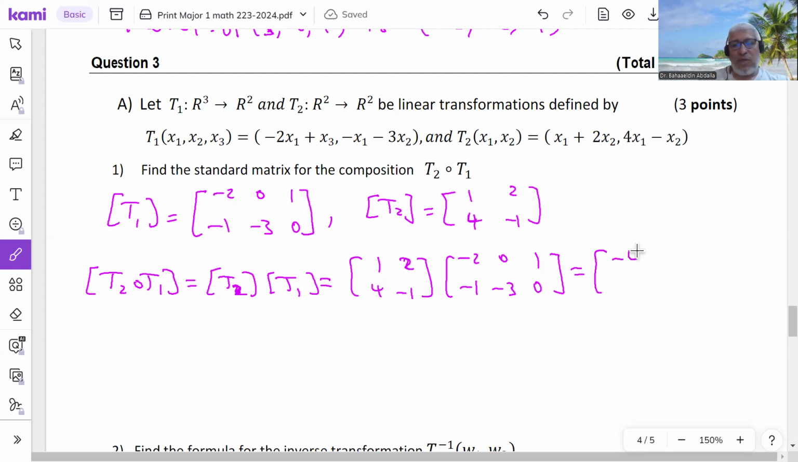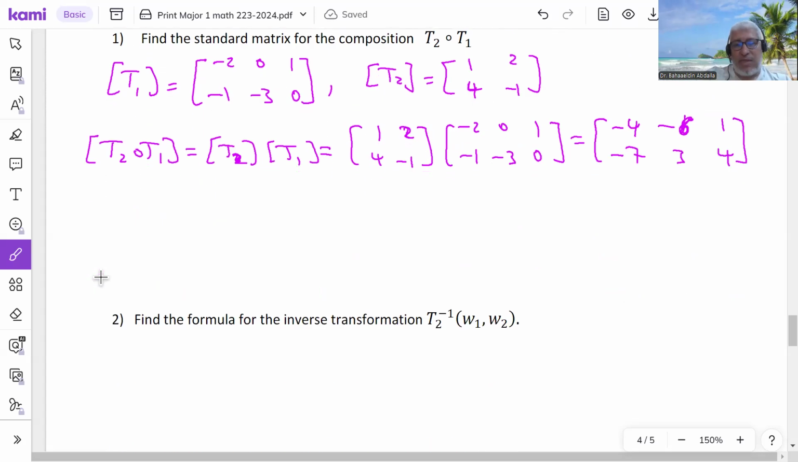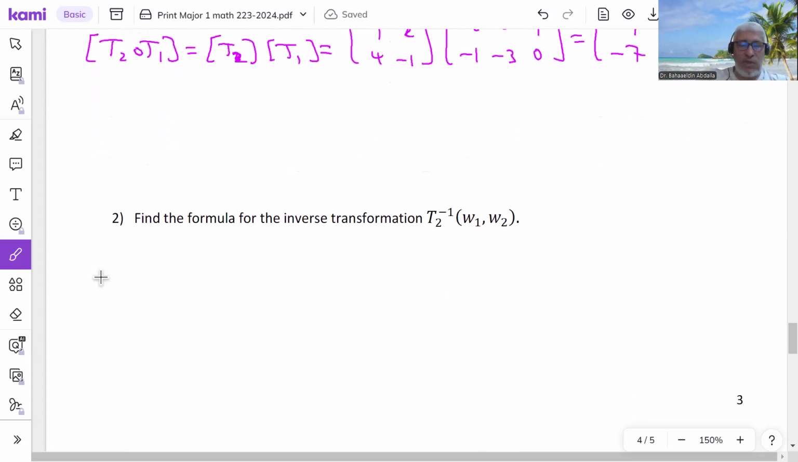-2 minus 2, that's -4. 0 minus 6. I'm using the first line, 1. Now the second line, negative 8 plus 1, that's negative 7, and 0 plus 3, and 4 plus 0. So this is in fact the standard matrix for T2 circle T1.